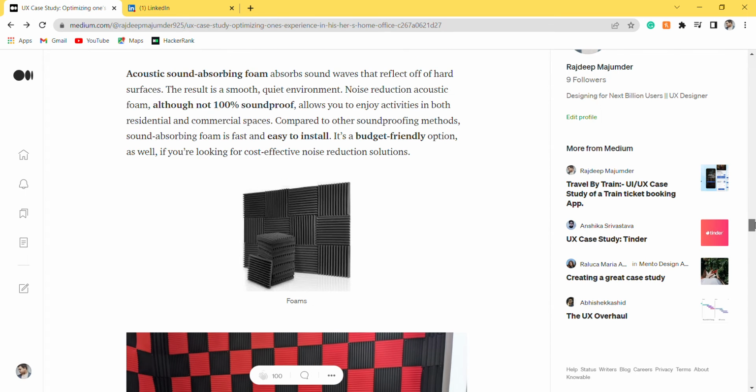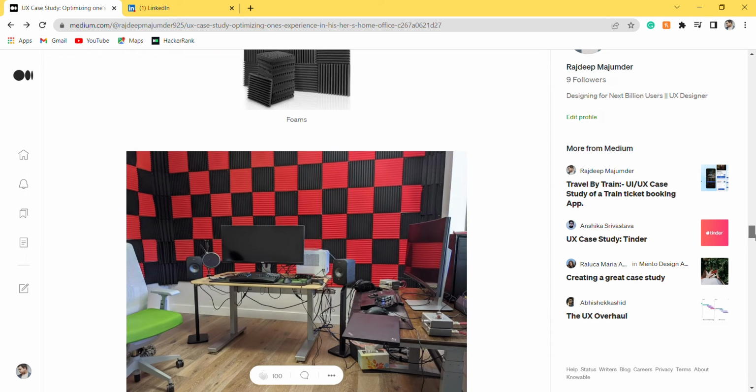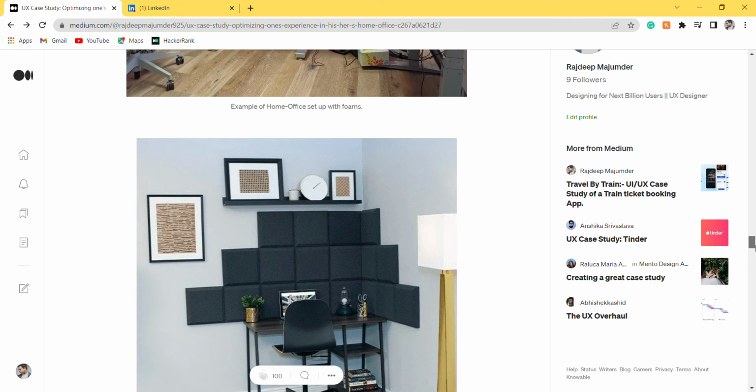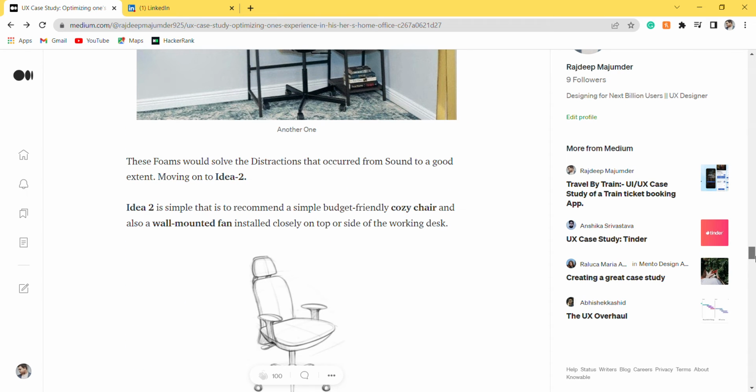Okay, so these foams are hung or kept on the walls, and they tend to absorb sound and also reflect it away from the home. Although it does not guarantee 100% soundproofness, it tends to absorb 60 to 70% of the outgoing or incoming sounds. It is also budget friendly and easy to install on the walls of your home office, as you can see in the picture below. Okay, let us move to idea 2.